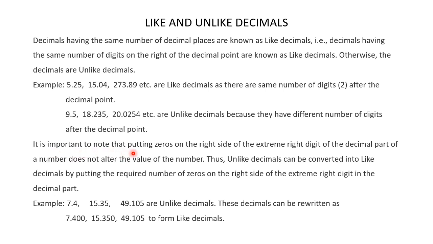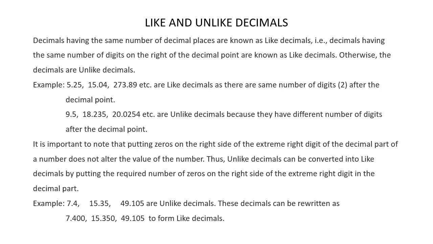It's important to note that putting zeros on the right side of the extreme right digit of the decimal part of a number does not alter the value of the number. Thus, unlike decimals can be converted into like decimals by putting the required number of zeros on the right side of the extreme right digit in the decimal part. This means that unlike decimals can be converted into like decimals by putting the required number of zeros on the right side of the last digit of the decimal number.